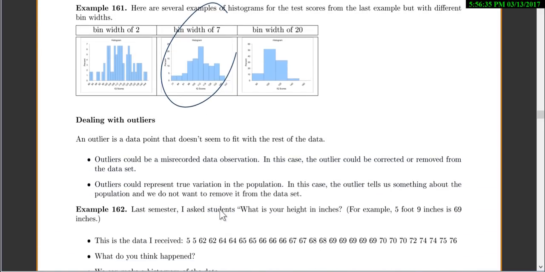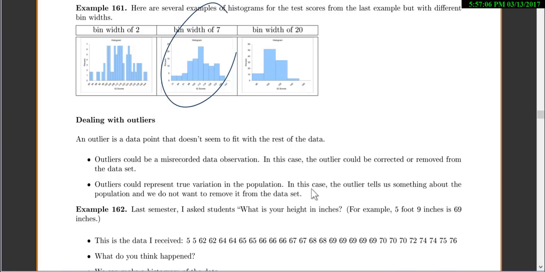So now that we've done that, we're going to learn about outliers. An outlier is a data point that doesn't seem to fit with the rest of your data. Outliers could be a misrecorded data observation. In that case, if you know that it's just misrecorded data, you could correct it or remove it from the data set. Usually, though, outliers can actually represent true variation in the population. And so in this case, the outlier would tell you something about the population, and we don't actually want to remove it from the data set.